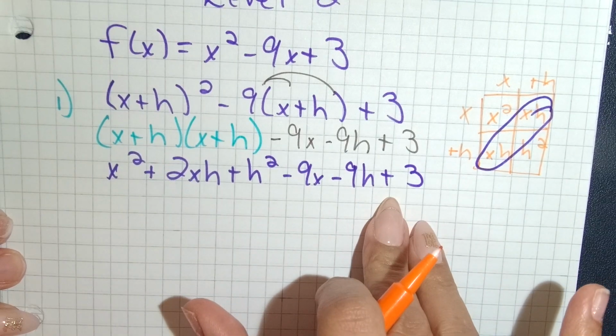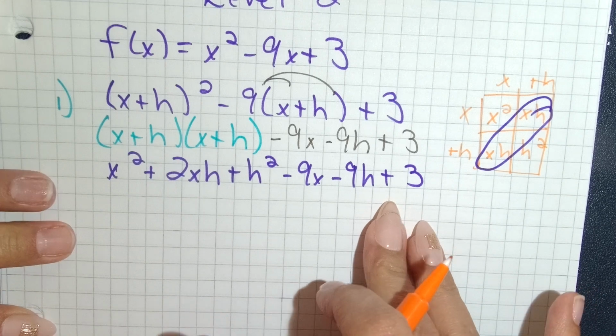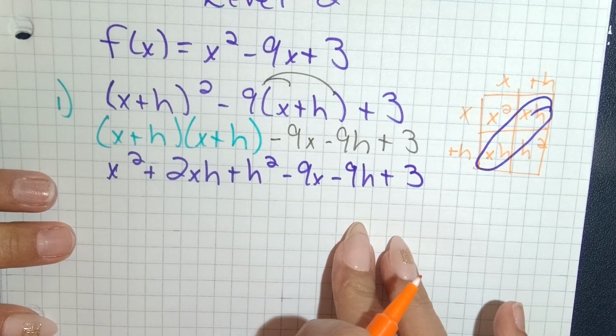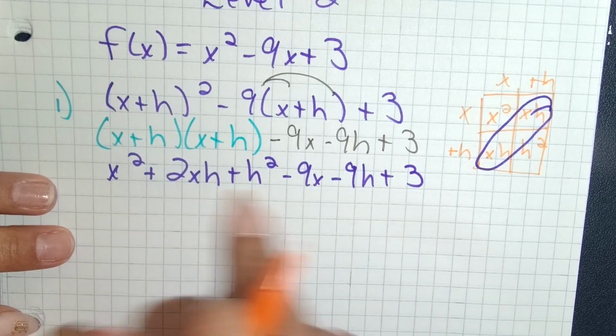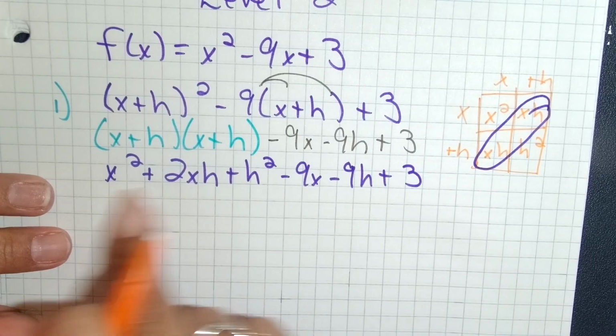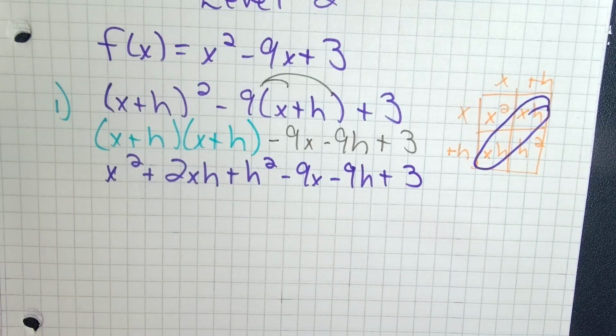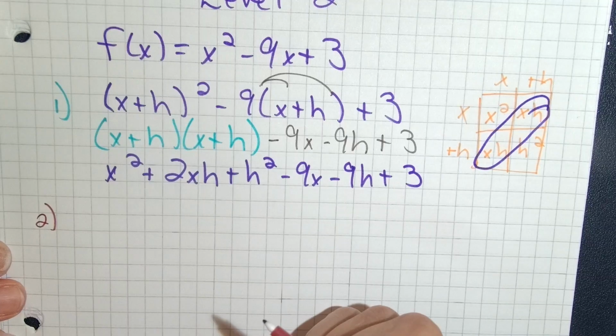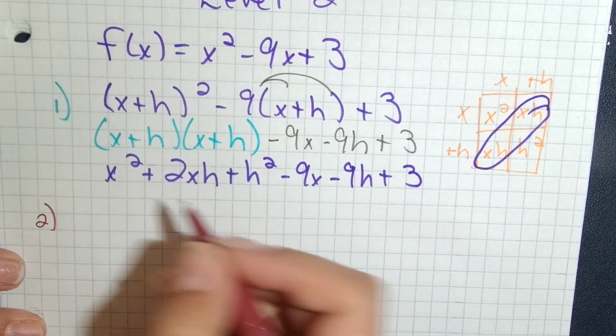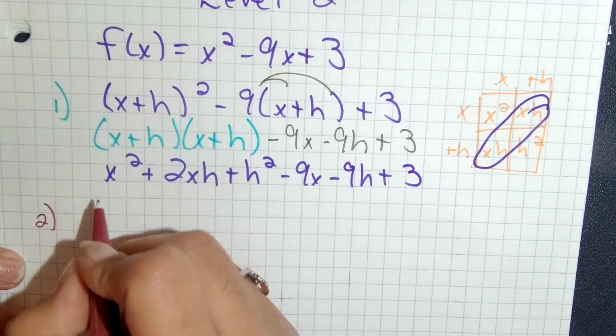Can we combine like terms? What are like terms? No, we can't. There are no like terms here, so we can't combine like terms. So then we move on to step 2. Step 2 says to find f of x plus h minus f of x. So we already have f of x plus h.